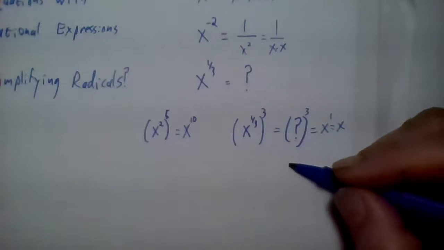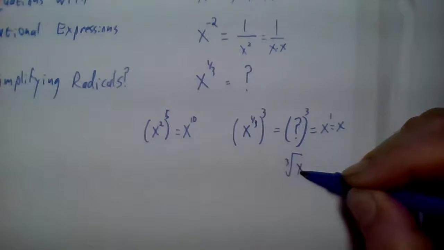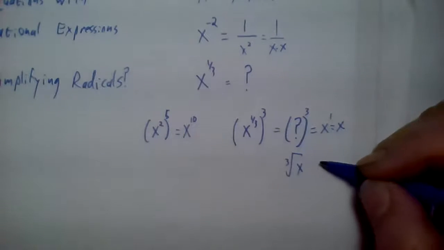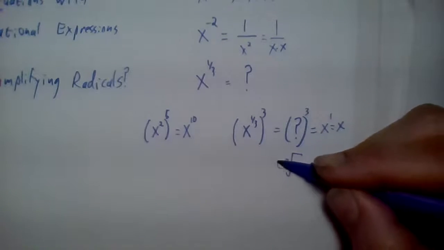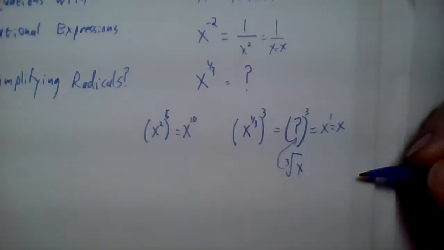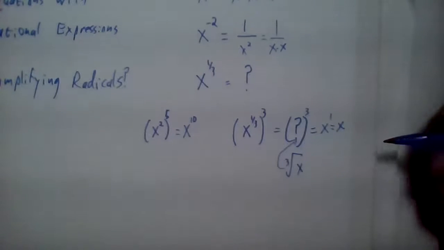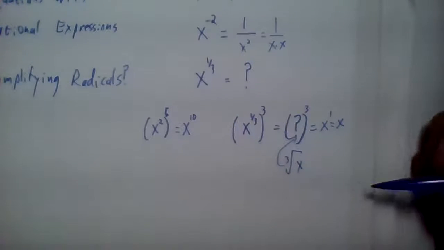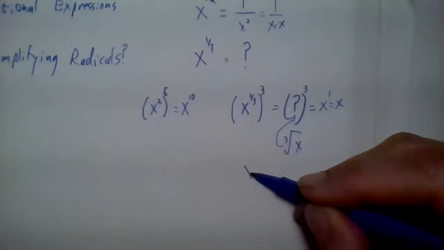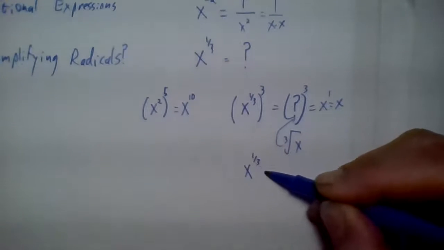That's exactly what we mean by the cube root of x: the thing that when we cube it, it comes out to x. So that's got to be what this expression is. To be consistent with the other rules that we have out there, x to the 1/3 is just another way of writing the cube root of x. They mean exactly the same thing.